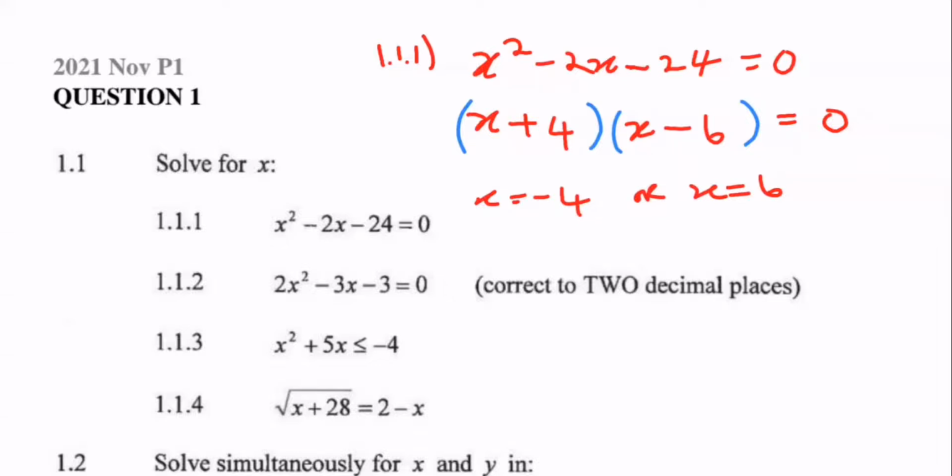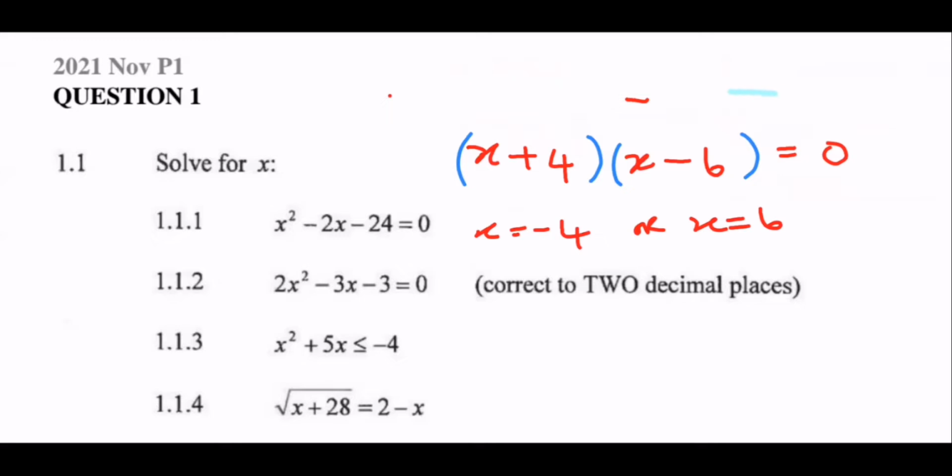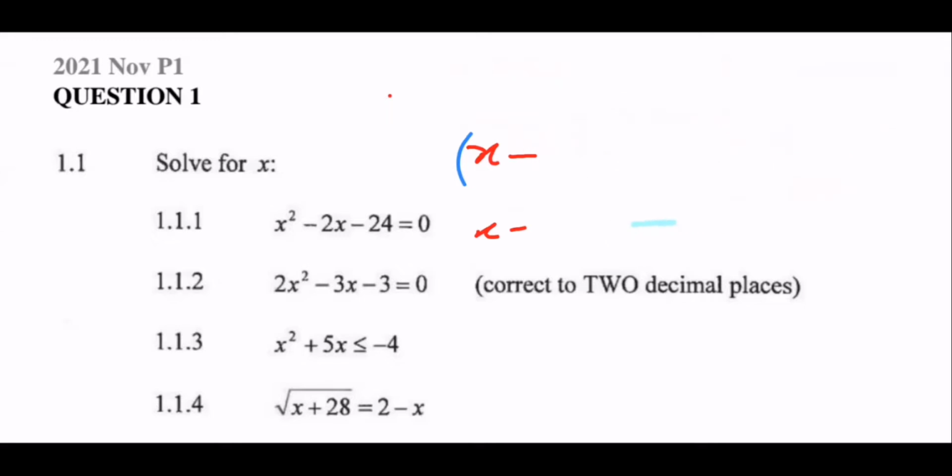Okay, so that's the first question. It was a quadratic equation, and we could easily solve this by factorizing and then getting the answers from there.